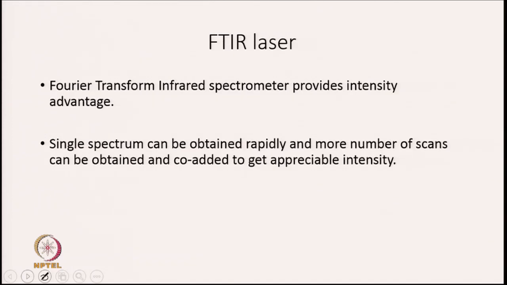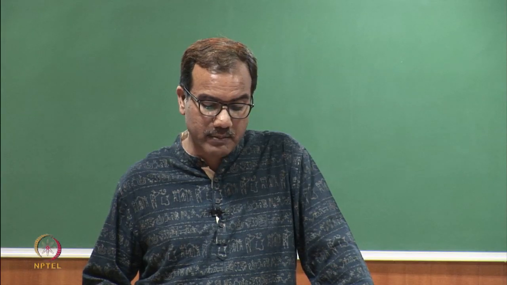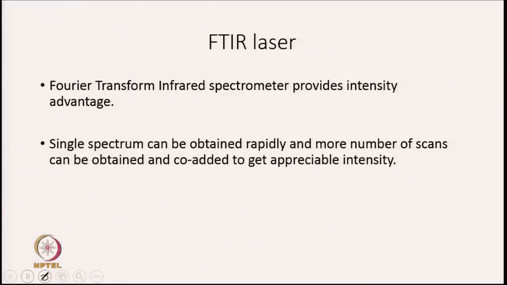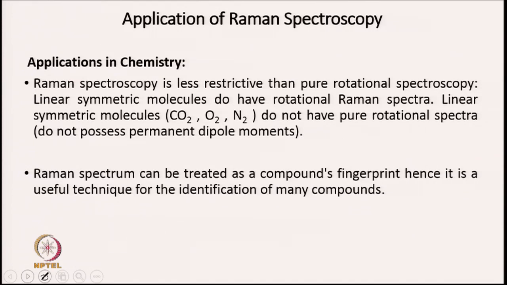To avoid this problem, people started using FT lasers. Again, FTIR is generally used for low sensitivity techniques, and here again it can provide an intensity advantage. A single spectrum can be obtained rapidly, and you can take a larger number of scans and add them up to get appreciable intensity.